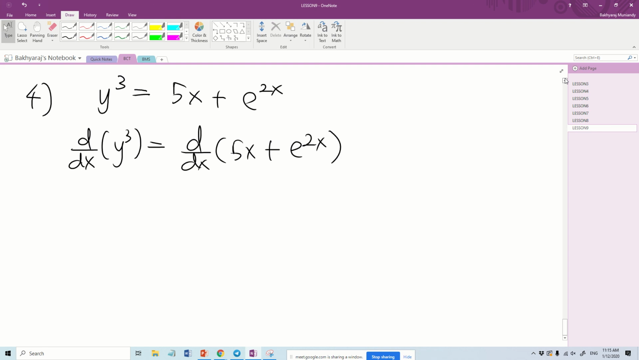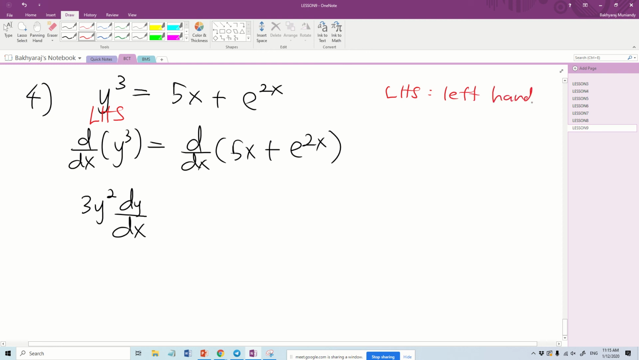Okay, so what is my answer for y power of 3? When I differentiate, I get what? Yeah, correct. I get 3y square dy dx. So this side is the left hand side, LHS, and the right hand side is RHS.